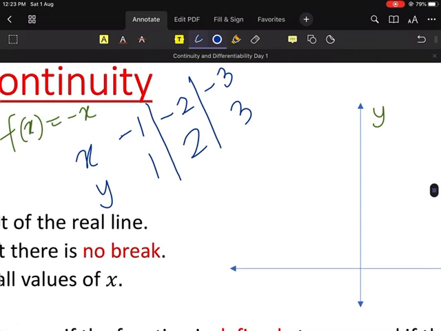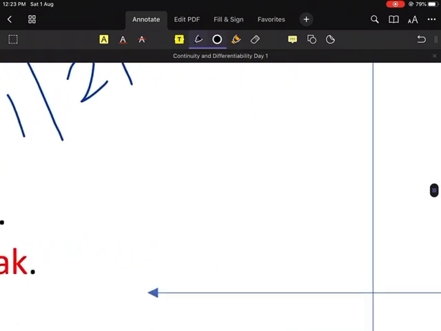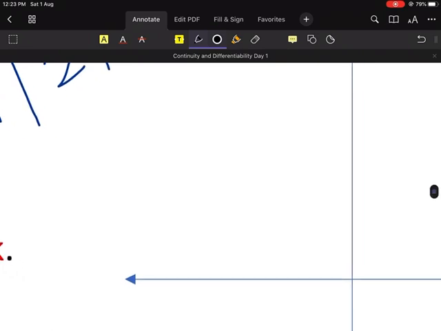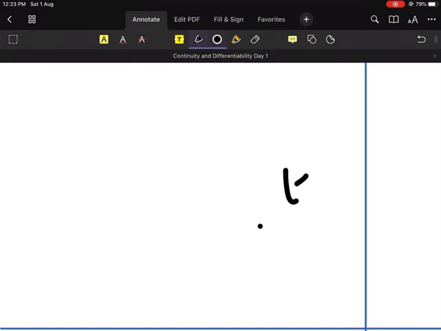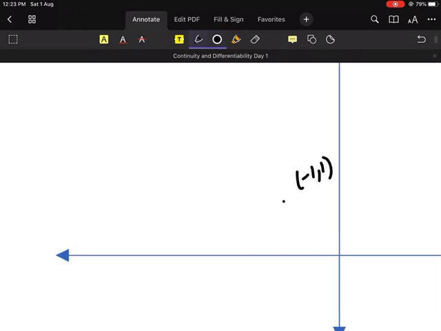Plus 3. Plus 3. So let us plot these coordinates on this side. First we have minus 1 comma 1. So minus 1 comma 1 will be where? This is minus 1 and upside is 1. Everyone agree? That will be minus 1 comma 1. Yes or no?